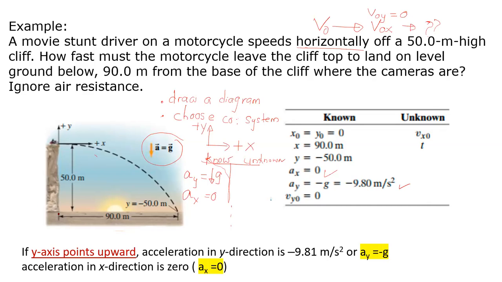So you are measuring from here: you are starting here, and at the end you are here. And what is my delta y? Delta y is final position minus initial position. Finally, you are at the ground level, 0. Initially, you are starting at 50. So therefore, your delta y should be negative 50 meters.